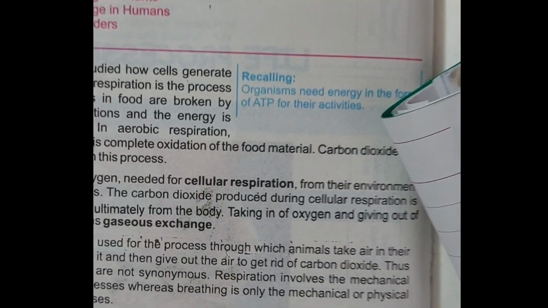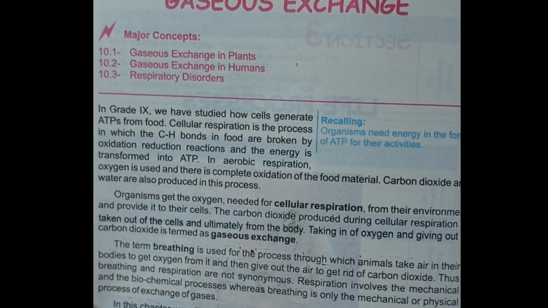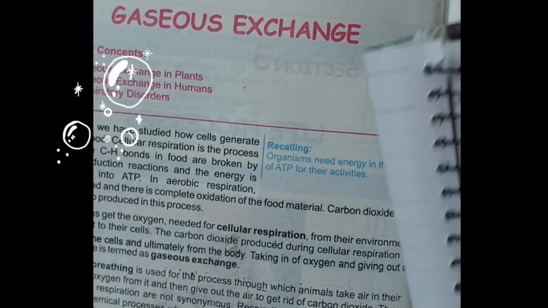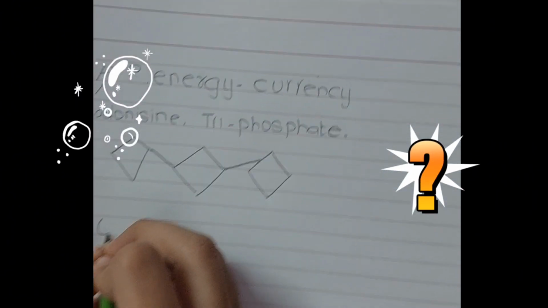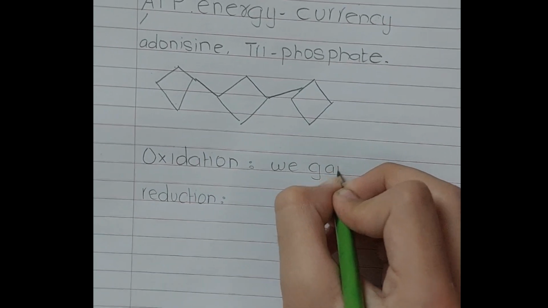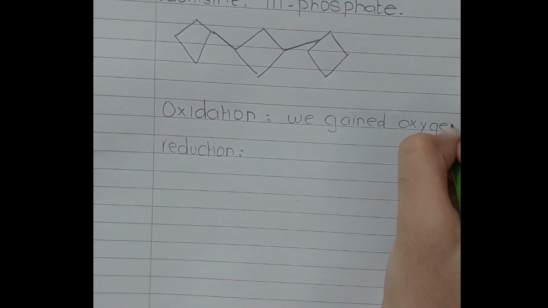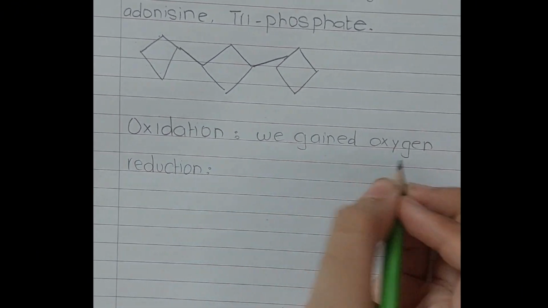Now, moving on. Cellular respiration is the process in which carbon and hydrogen bonds in food are broken by oxidation reaction and the energy is transformed into ATP. Now we already have studied in Grade 9 the process of oxidation and reduction in chemistry, right? So I'll just give a short introduction: oxidation is in which we gain oxygen, and reduction is in which we lose oxygen.